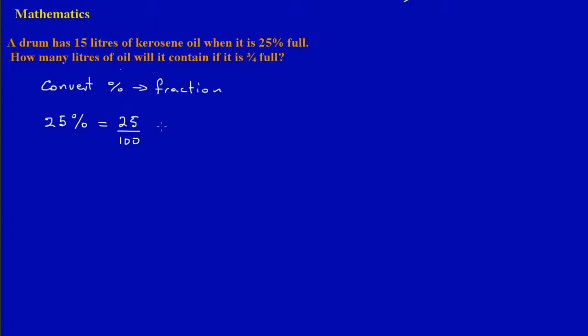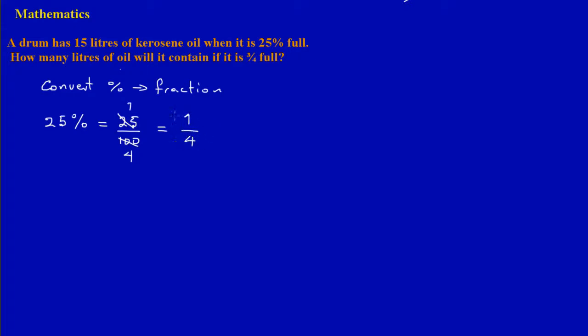And this can be simplified. Let me just break it down. I'm looking for a common factor that 25 and 100 share, and that is 25, the highest common factor. 25 can go into itself once, and 25 can go into 100 4 times. So 25 over 100 is the same as 1 over 4.